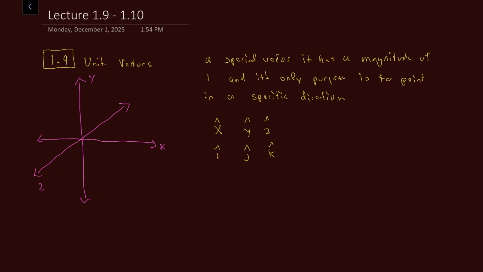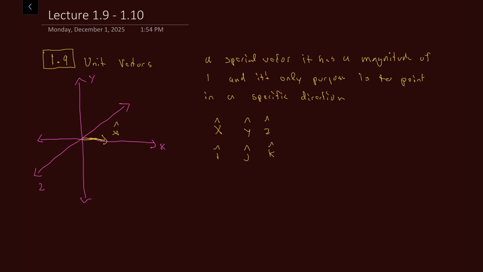And just to make it even clearer, x hat and i hat are going to be the same thing, y hat and j hat are going to be the same thing, z hat and k hat are going to be the same thing. So now that I've shown you how they're written, let me show you what they look like on a graph. So remember, it's a magnitude of 1, and it just points in a specific direction.